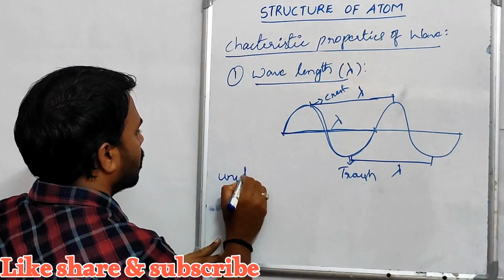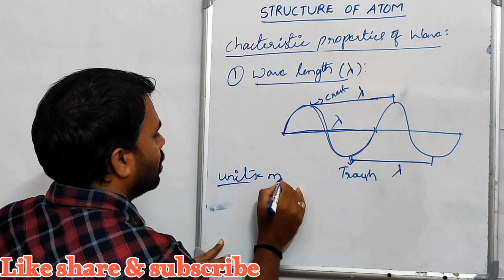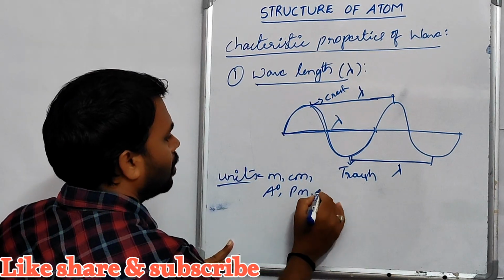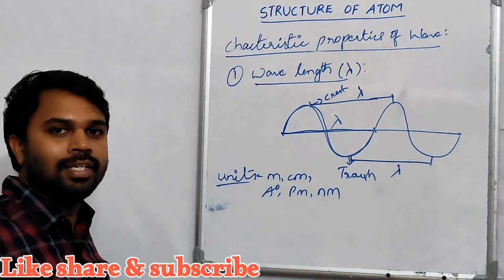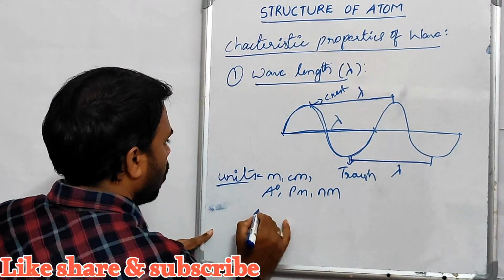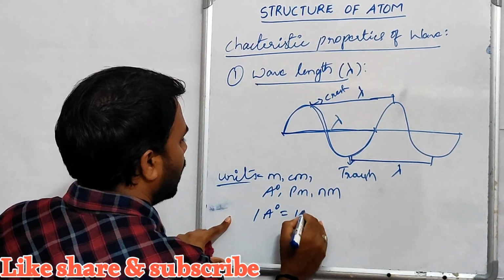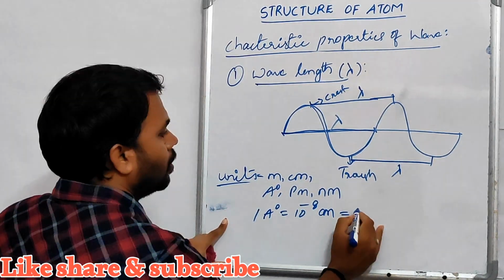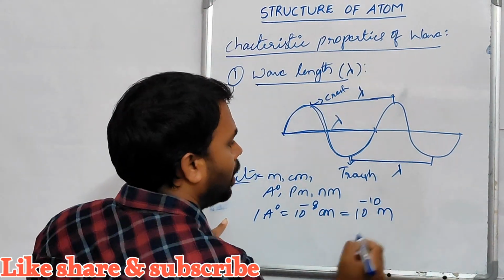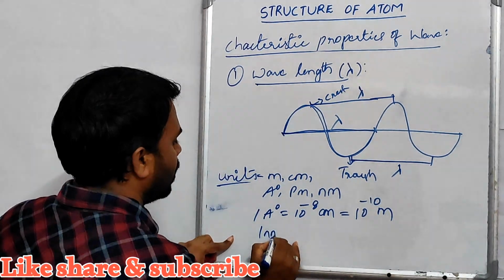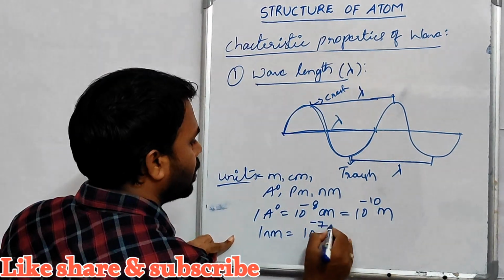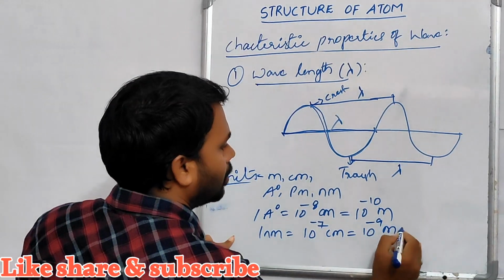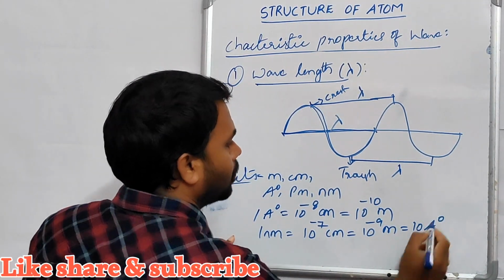Units are meters, centimeters, angstroms, picometers, nanometers. Let's see the conversions. 1 angstrom is equal to 10 to the power of minus 8 centimeters. That equals 10 to the power of minus 10 meters. 1 nanometer is equal to 10 to the power of minus 7 centimeters. That equals 10 to the power of minus 9 meters. That equals 10 angstroms.